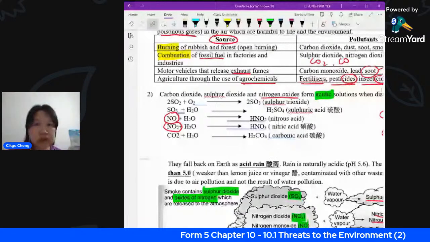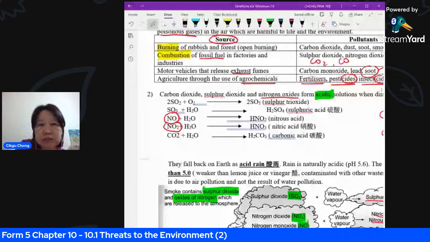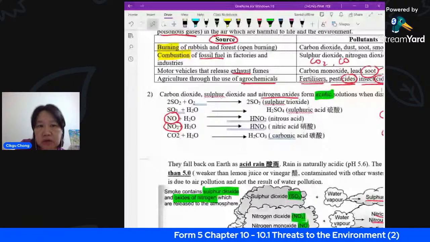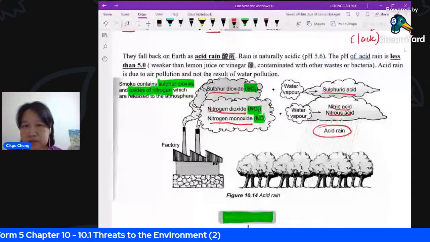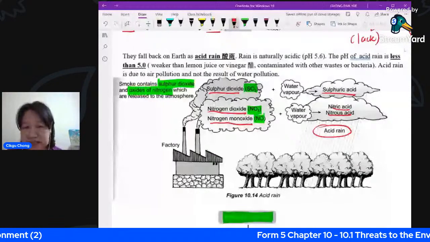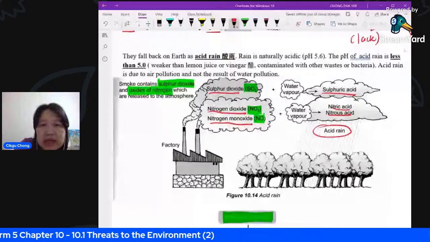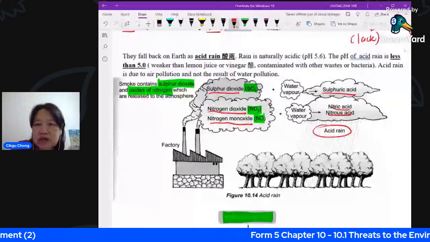Okay, first of all, this diagram is very helpful for you to remember. You need to remember sulfur dioxide, nitrogen monoxide, and nitrogen dioxide. When it dissolves in rainwater, sulfur dioxide forms sulfuric acid. Nitrogen dioxide dissolves in rainwater or water vapor, you get nitric acid. Monoxide, you get nitrous acid. Whatever it is, all these three are considered the culprits of forming your acid rain.